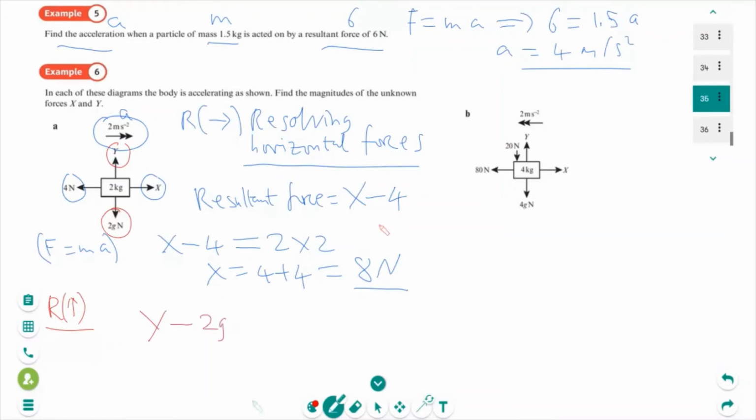Mass is equal to 2, and there is no vertical acceleration. All the acceleration is towards the right, so it's not actually accelerating upwards. So a is equal to 0 in this case. All the acceleration for this body is towards the right. So that is your equation, and you can solve that to work out the value of y. y is equal to 2 times g, but remember, g is 9.8. So 9.8 times 2 is 19.6 newtons.